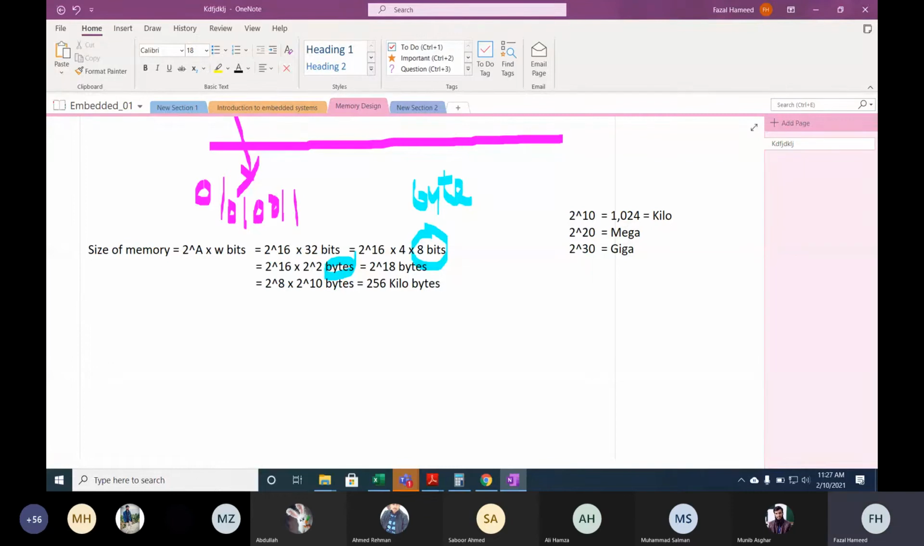So now what is the given? So now we have a memory of 2 to the power A cross W, and actually the size of the memory in bytes is 256 kilobytes.